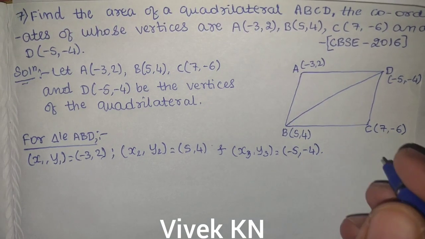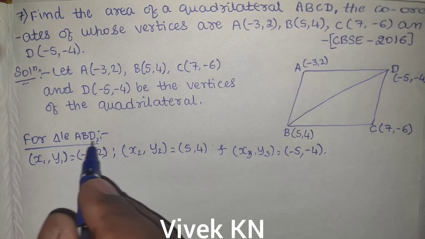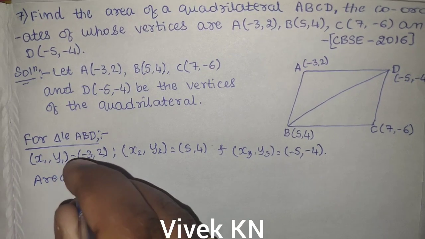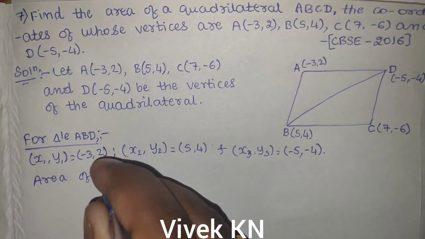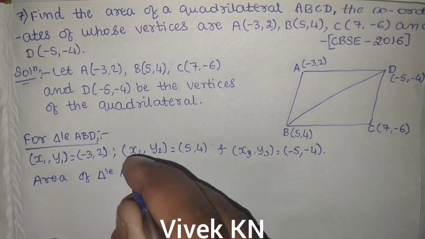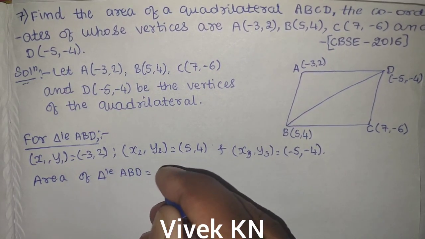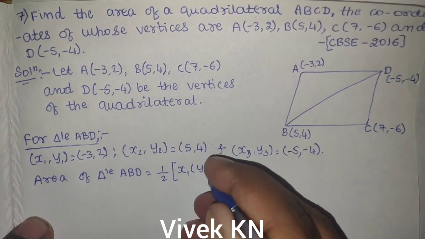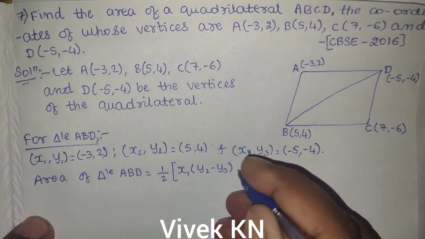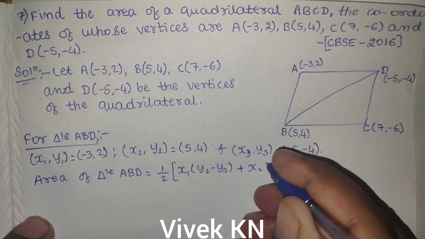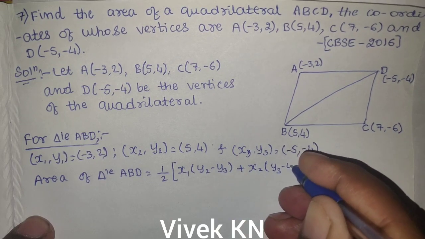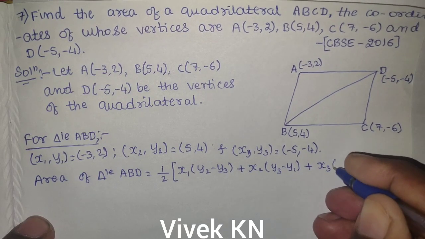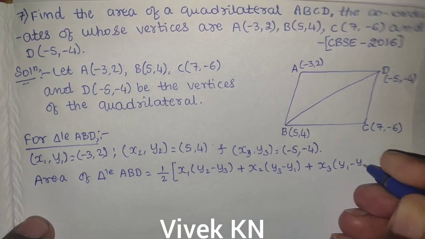Now let us write the formula to find out the area of triangle ABD. We know that the area of a triangle is given by half into x1 into y2 minus y3 plus x2 into y3 minus y1 plus x3 into y1 minus y2.